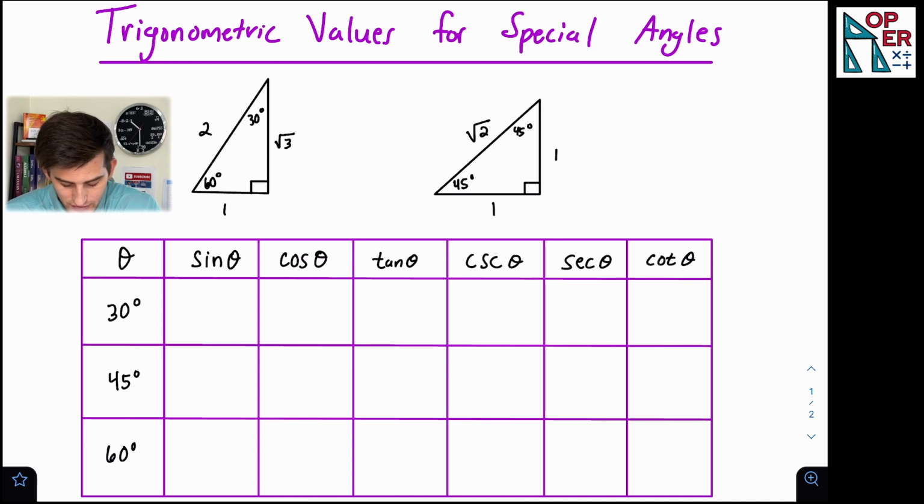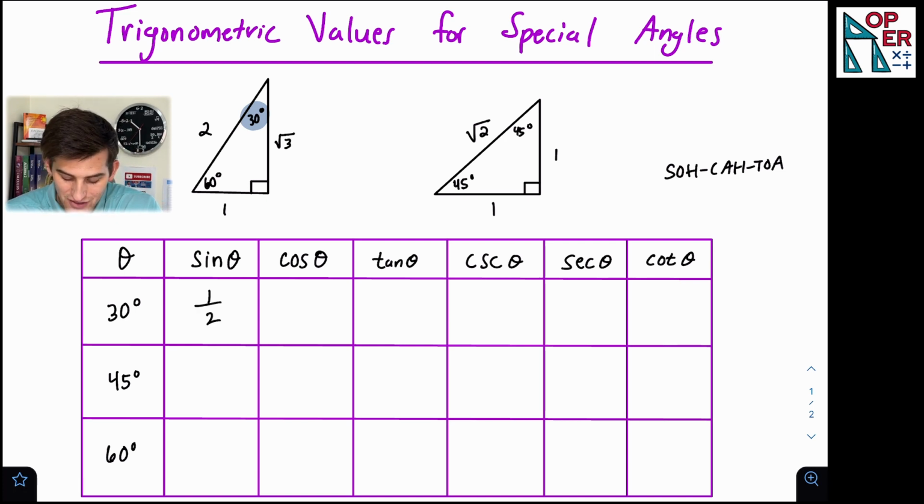So let's start with 30 degrees and let's just work our way across the table horizontally. So for 30 degrees, let's highlight our 30-degree angle. There it is. And for sine, we're going to work opposite over hypotenuse, right? So we can remember our helpful acronym SOHCAHTOA, and that'll help us to know what our ratio should be. So for sine, we're going to go opposite over hypotenuse. So sine of 30 degrees is 1/2.